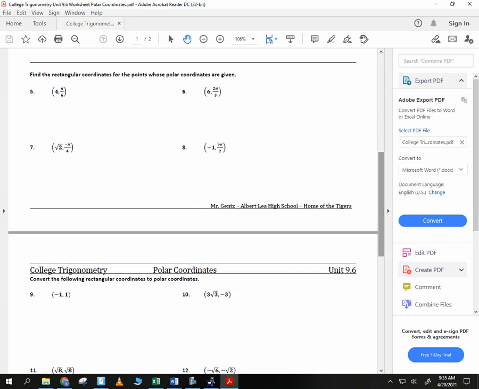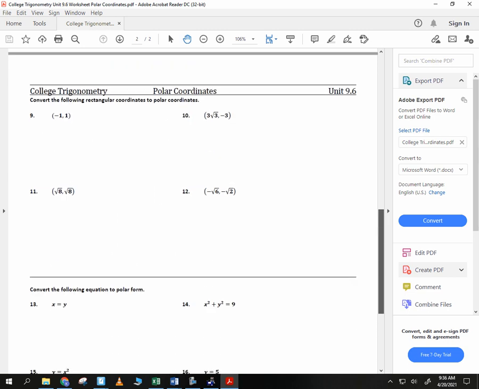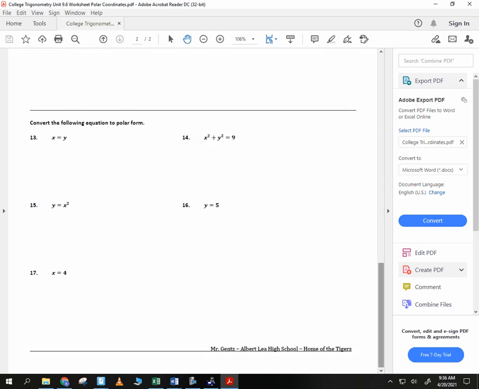Okay, so find the rectangular coordinates for the points whose polar coordinates are given. Can you now do that? You can. Convert the following rectangular coordinates to polar coordinates. Can you now do that? Yes, you can. This last one here is the piece that we'll go over tomorrow. Everybody okay?